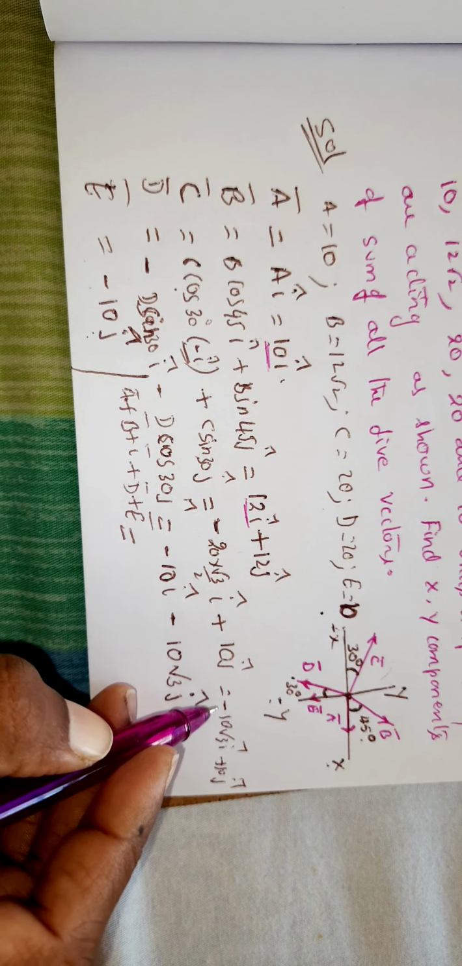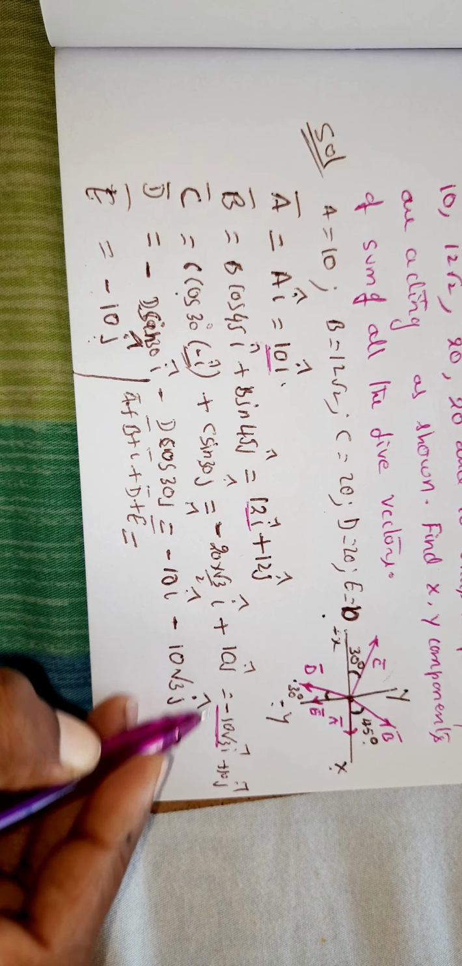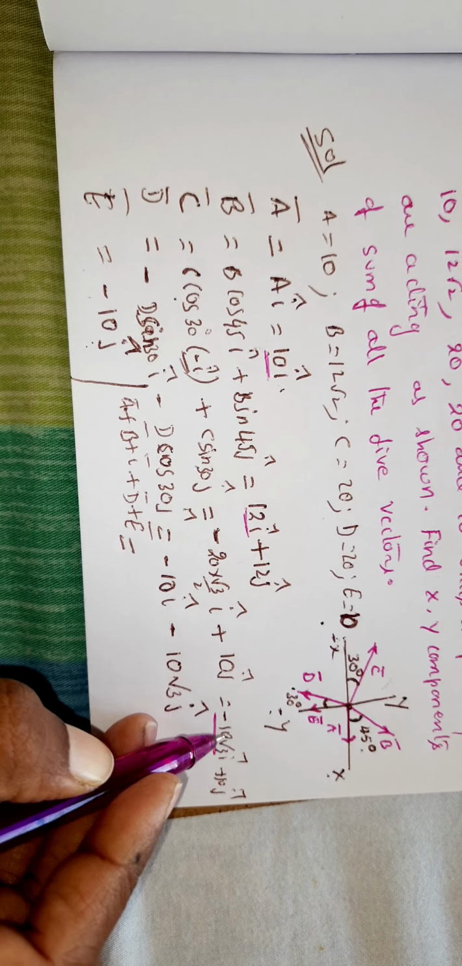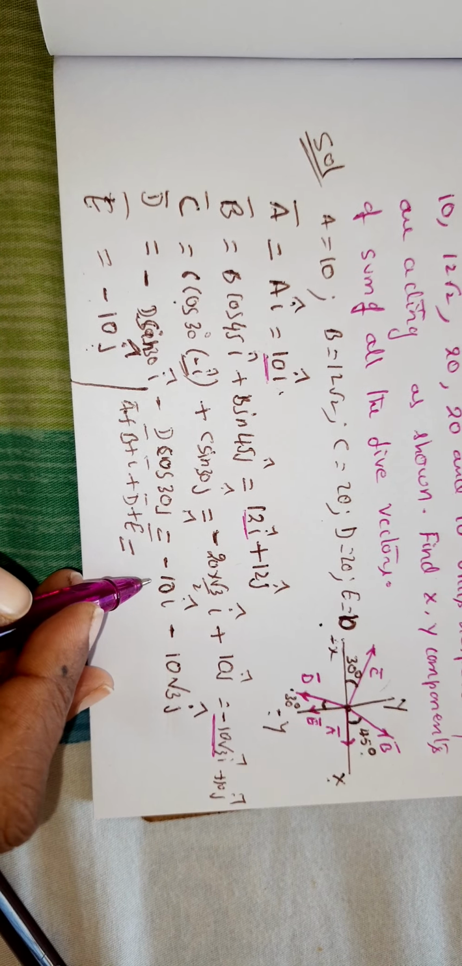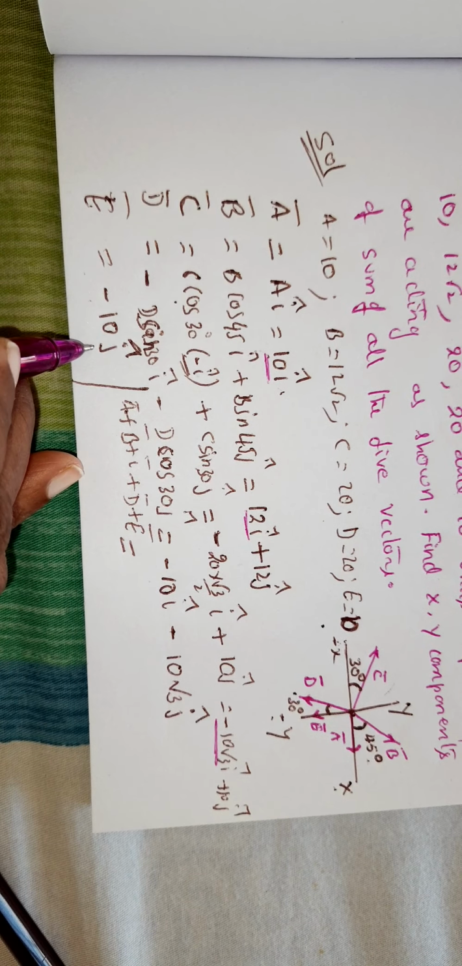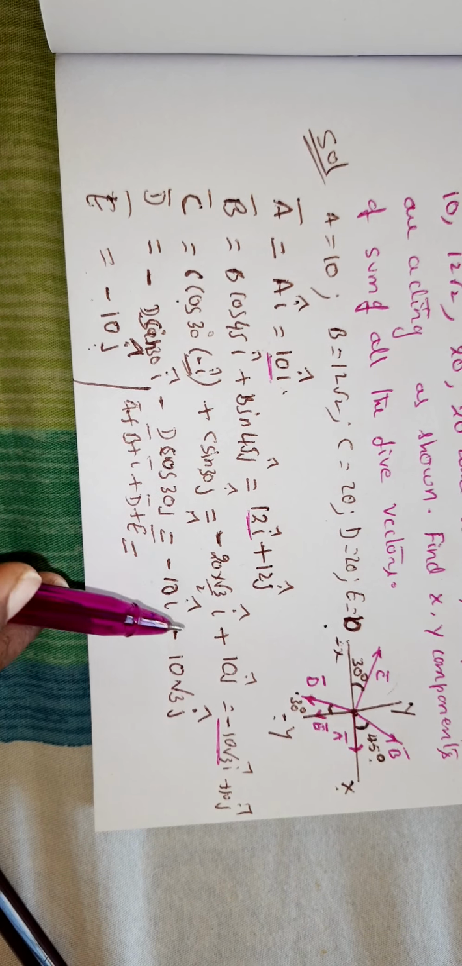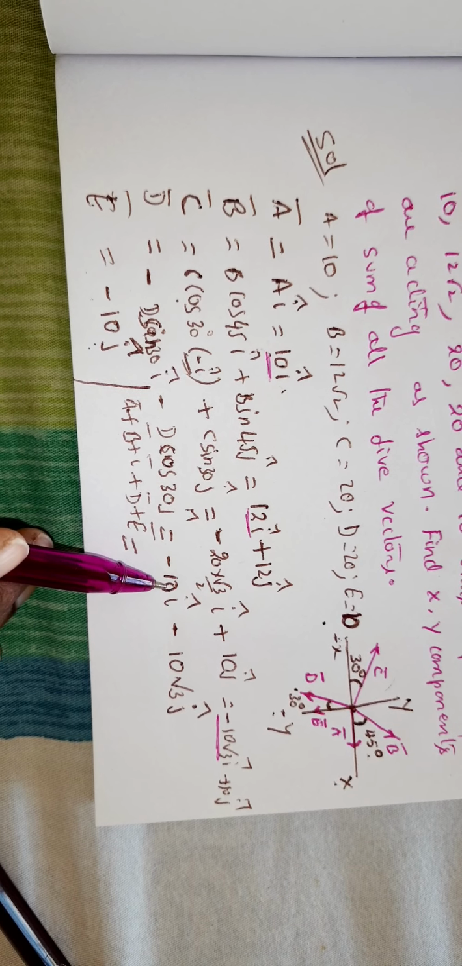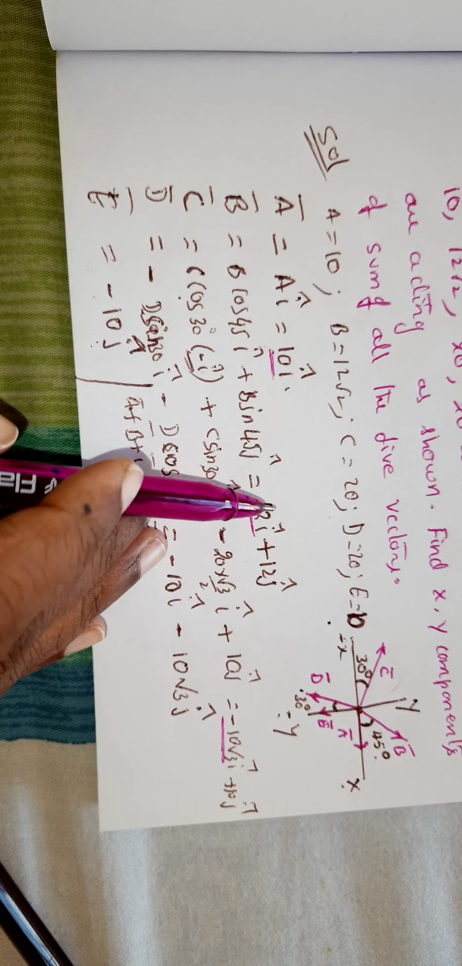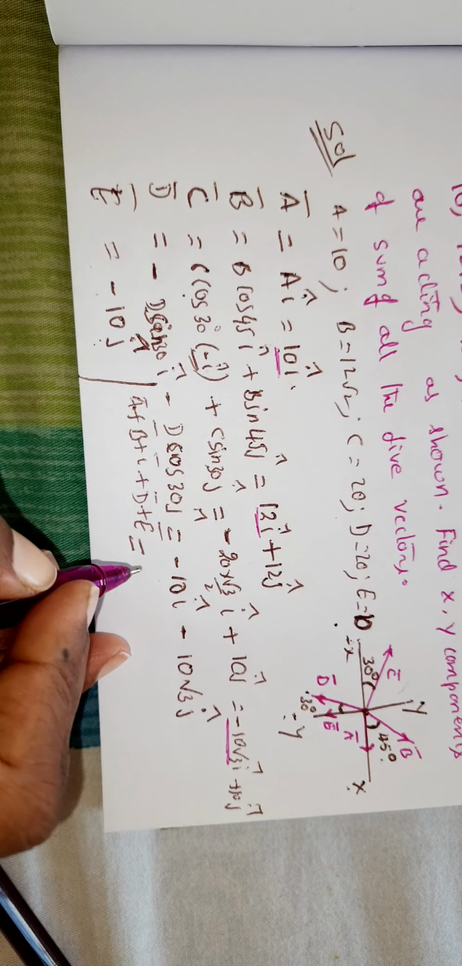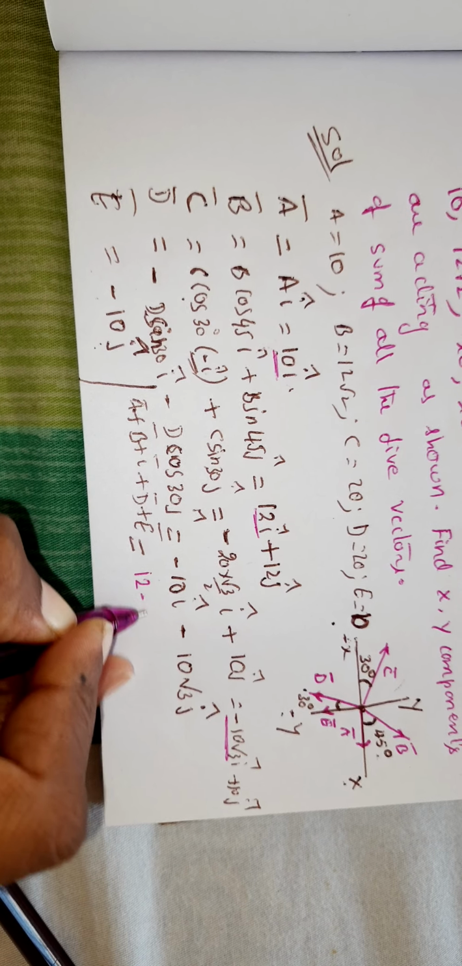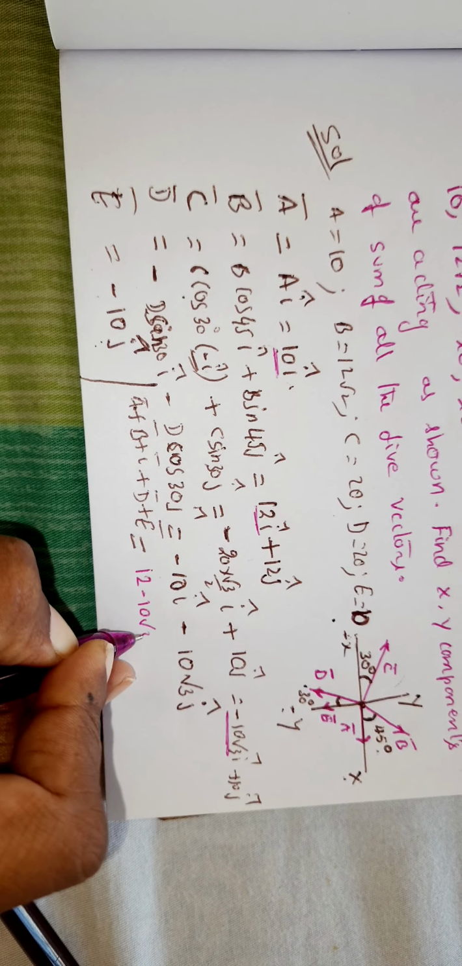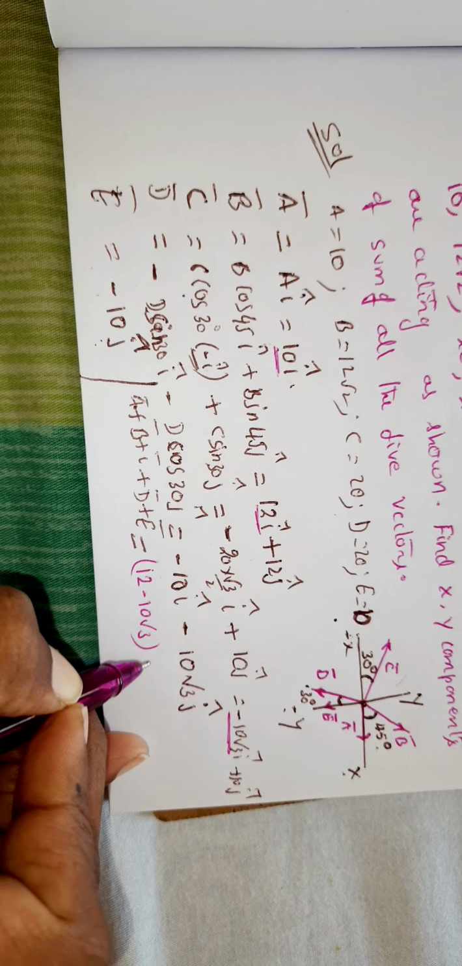Right, minus 10 root 3, let's keep it aside, and then next I have minus 10 i cap, here it is 0. So plus 10 i cap minus 10 i cap will get cancelled. You are left with 12 i cap minus 10 root 3 i cap. So 12 minus 10 root 3 of i cap.